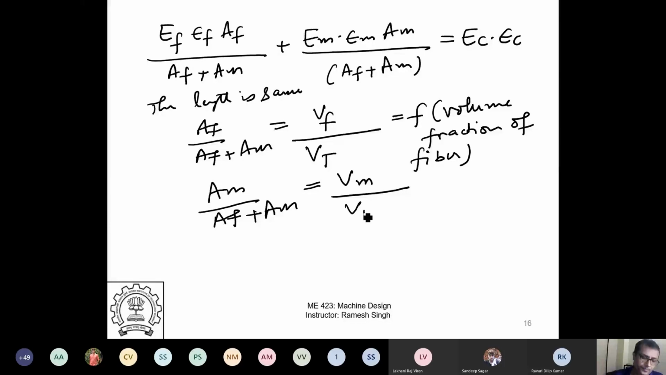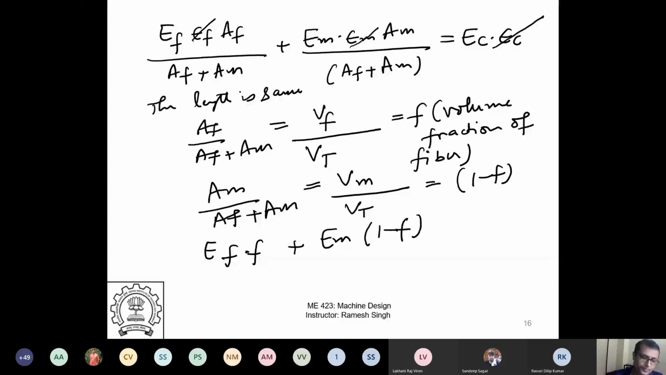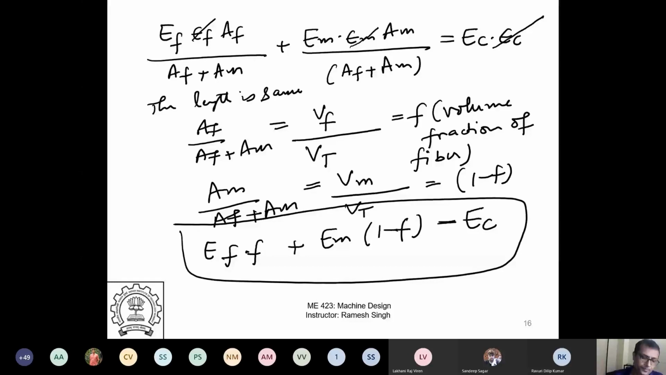So let me write it, and I also know that epsilon F is equal to epsilon M because they are undergoing the same strain, epsilon C. So with this, I can rewrite it: EF times F plus EM times 1 minus F is equal to EC. This is the upper bound of the rule of mixtures. This is called the rule of mixtures, upper bound.